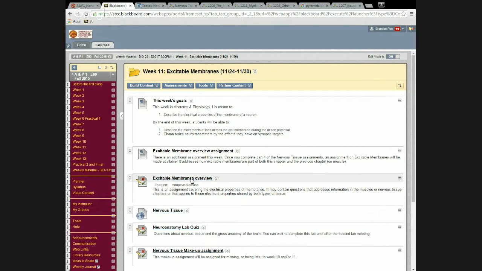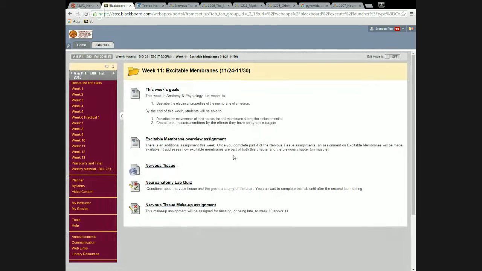Okay. Now, I just want to point out, I'm showing you this in my instructor view. When you go into this folder, you will see a blurb saying that such an assignment exists, but you won't see that assignment until you finish the nervous tissue part 4 assignment in the previous chapter. They're tied there. It's not tied to the score you get. So if you do it late, you don't have to wait for me to check it off to do the overview assignment. Just completing it will open up the overview assignment. But you won't see it unless you finish the part 4 assignment.